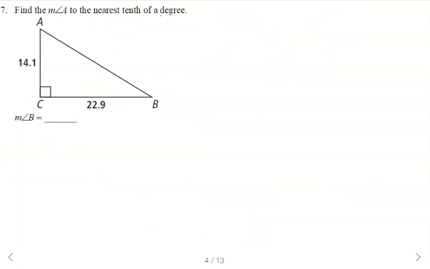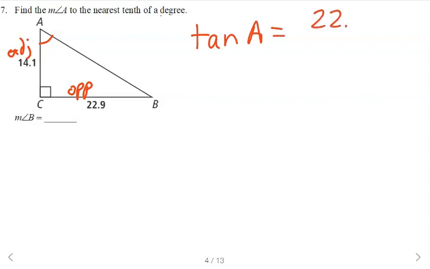All right, here we want to find the measure of angle A. And so we've got the opposite leg and the adjacent leg to that angle. And so we can say that the tangent of angle A is opposite 22.9 over adjacent 14.1. So we're looking for the angle whose tangent is 22.9 over 14.1.